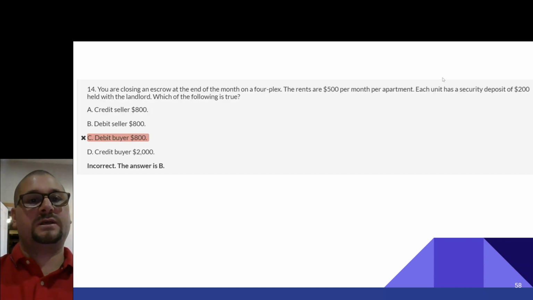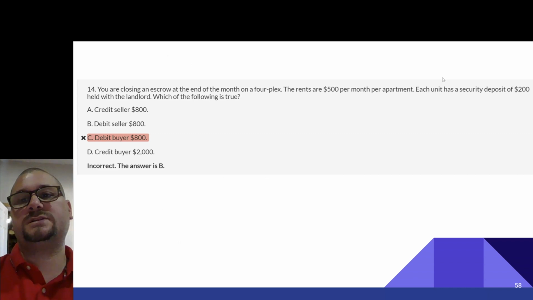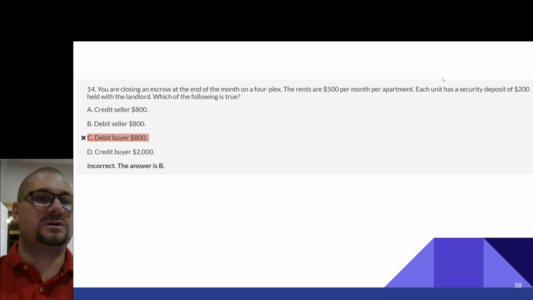So, you are closing an escrow at the end of the month on a fourplex. The rents are $500 per month per apartment. Each unit has a security deposit of $200 held with the landlord. Which of the following is true? So again, you've got 4 units, a fourplex, security deposit $200, 4 times 2 is $800, and that seller needs to give that to the buyer at the close of escrow. So debit the seller $800.